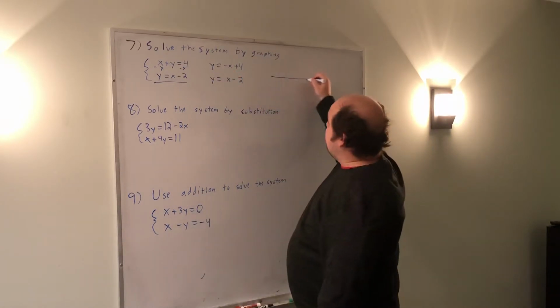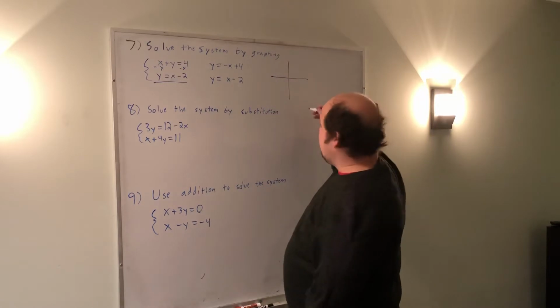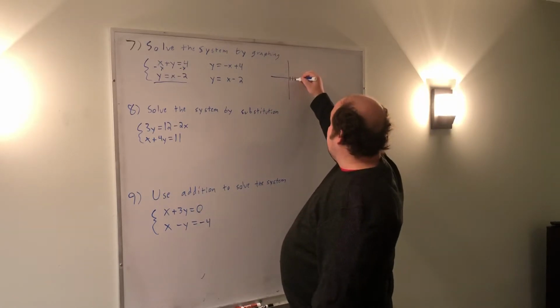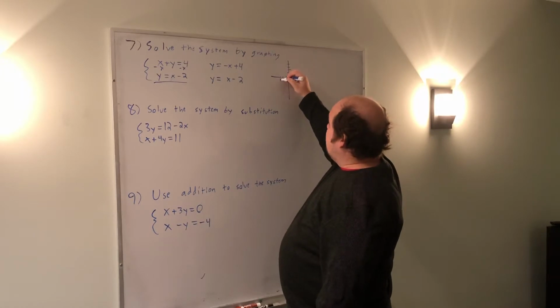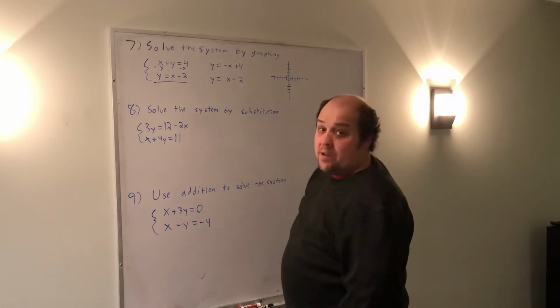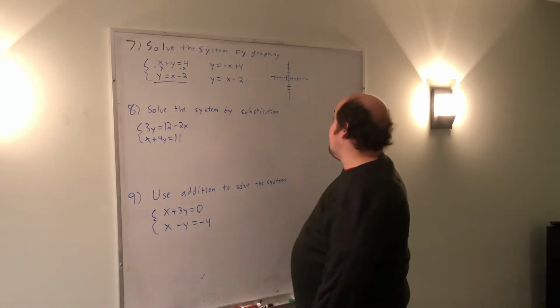I go to graph these on the same graph. I'm going to put in tick marks every 5 or so. And I'm going to try and be as exact as I can. I can always check my answers by putting them back into the equations after I find them.